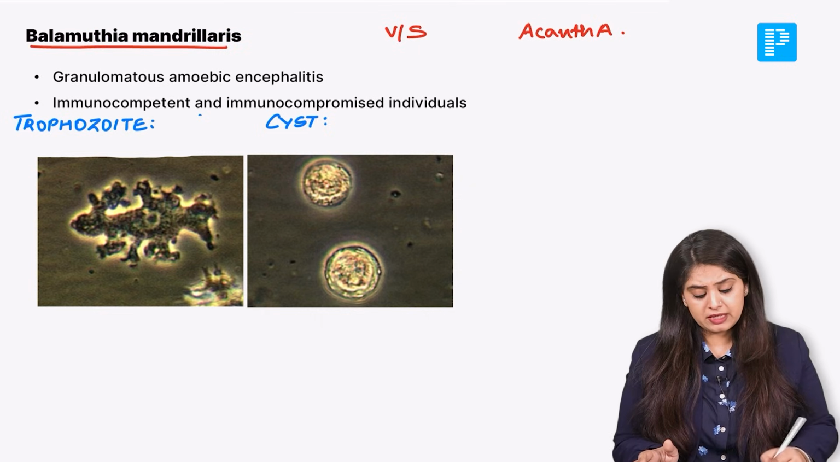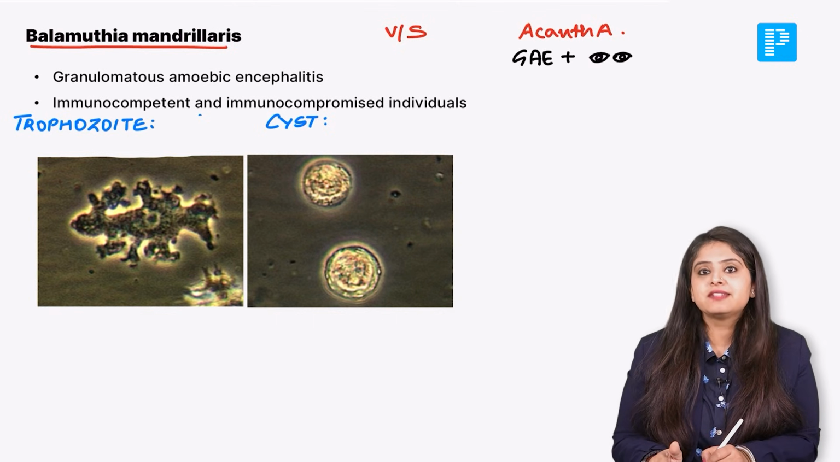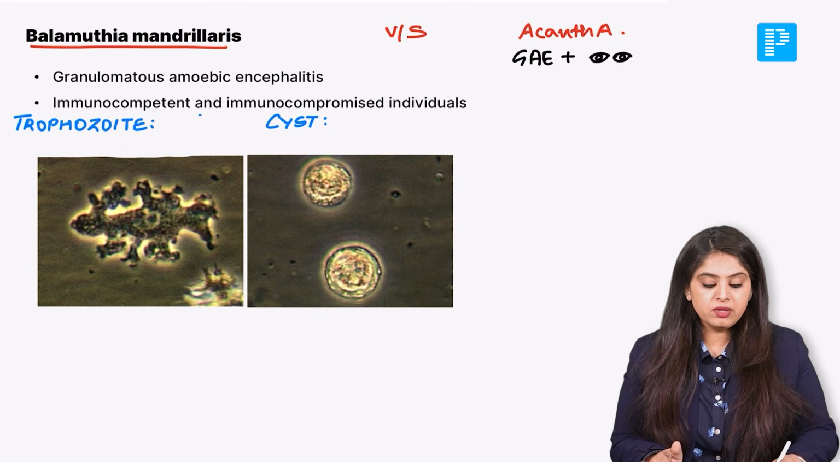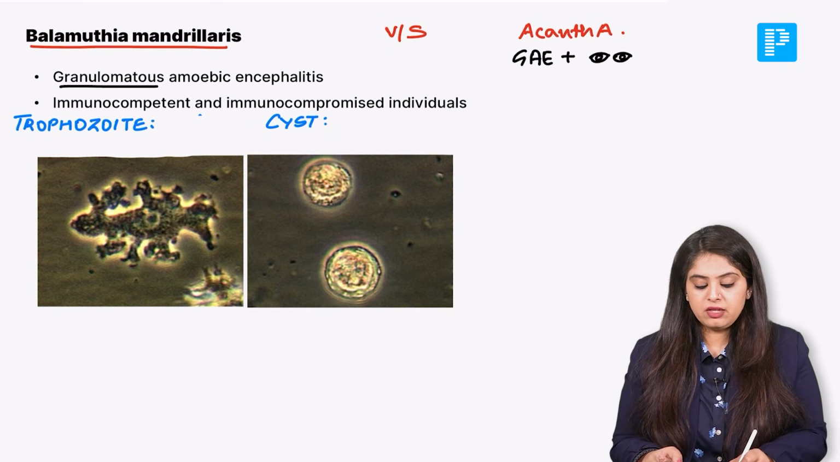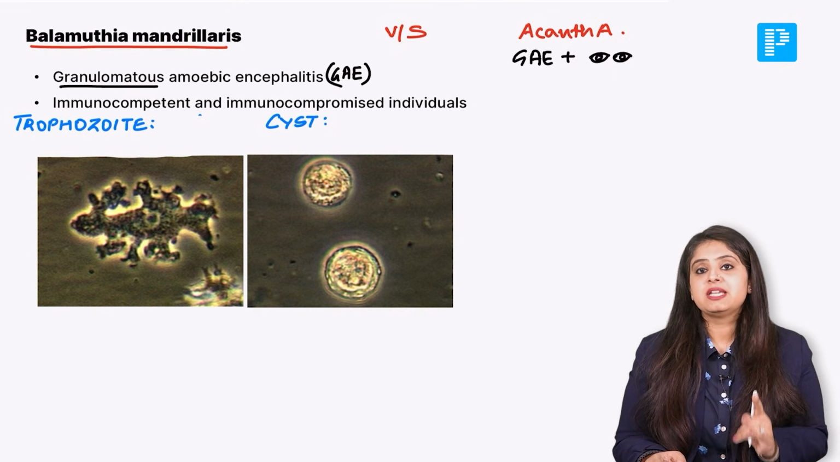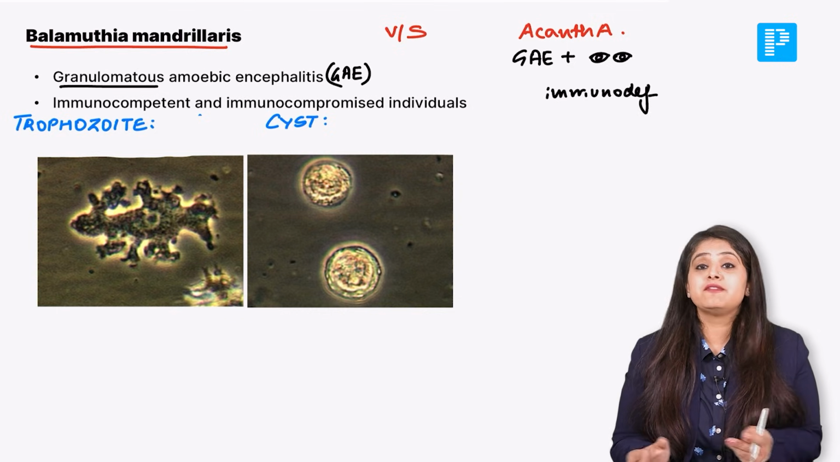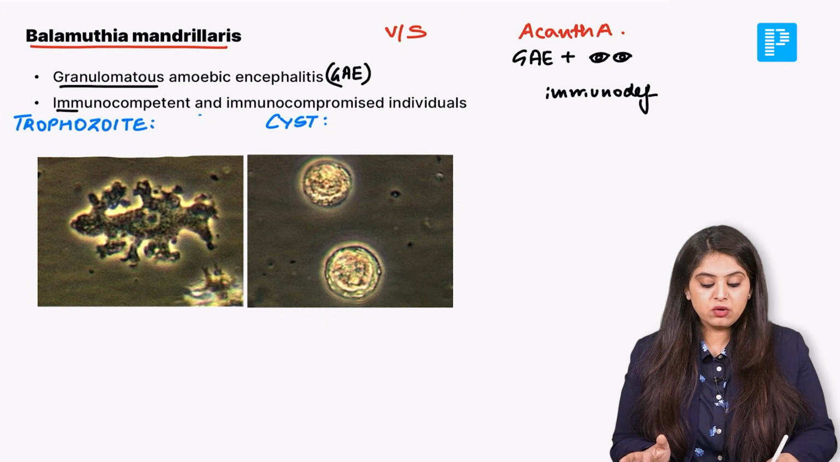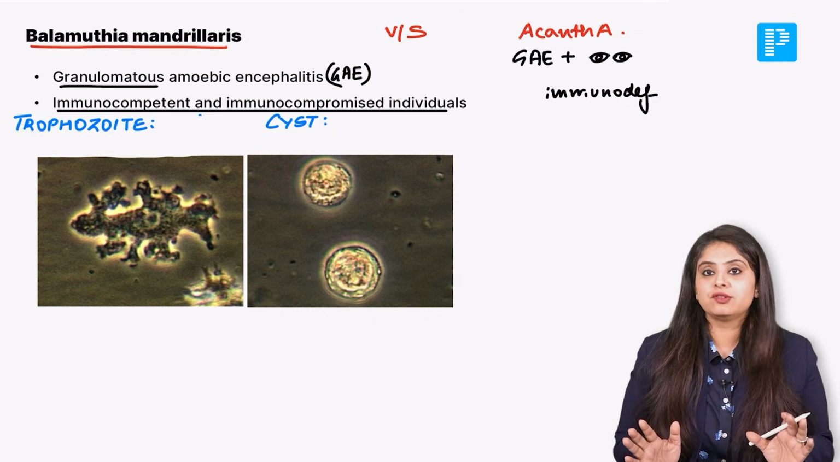So what did you study right now? That Acanthamoeba causes granulomatous amoebic encephalitis, plus it causes the eye involvement, contact lens keratitis. But Balamuthia only causes granulomatous amoebic encephalitis. It does not cause any of the eye involvement. That's difference number one. Difference number two, Acanthamoeba I studied is only going to cause infection when the immunity is down, immunodeficient, HIV. Balamuthia can cause infection in both situations, immunity down, immunity normal, it can always cause infection.